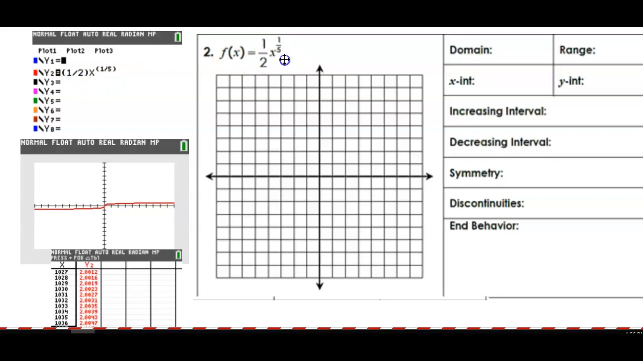1/2, I put that in parentheses, and then I did x to the 1/5 power. If you put a 1 in, you get out a 1/2. If you put a 2 in, you still get out a very tiny number. Look at these numbers. All the way out at 1,000 and something, I'm just over 2. It only ever goes just over 2. It does keep going though. It's getting more and more and more.